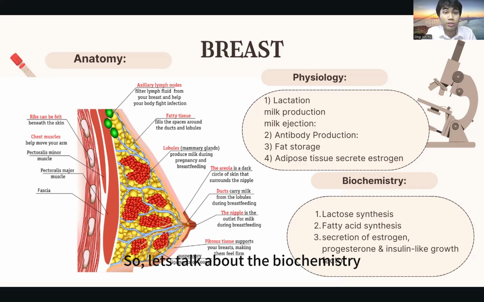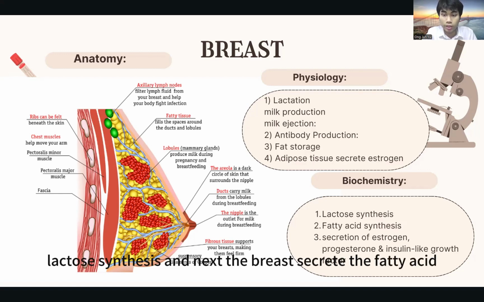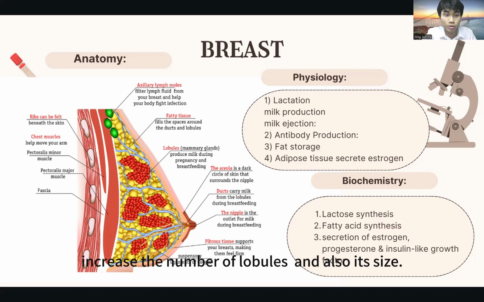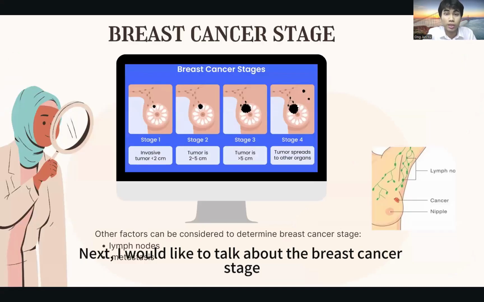So let's talk about the biochemistry of the breast. First is lactose synthesis, and next the breast secretes the seed, and the most important is that the breast secretes the estrogen, progesterone, and also the prolactin to produce the milk for the mammary purpose. The estrogen is to form the mammary ducts in the breast, and the prolactin is to form the mammary gland in the body. And last but not least, the progesterone is to increase the number of lobules and also its size.